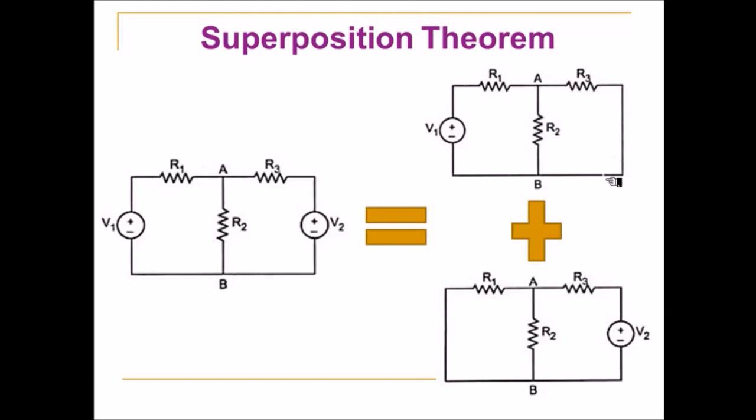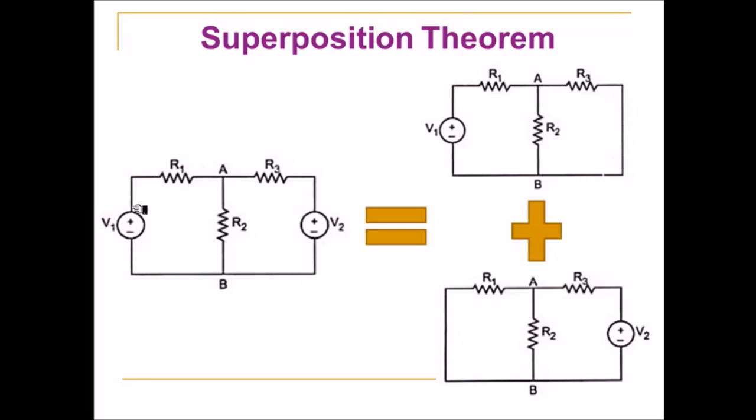Consider the circuits shown in the figure. So we have a single circuit on the left hand side and two circuits on the right hand side. As per the statement of superposition theorem, in simple words, we can say the analysis of the circuit on the left hand side is equal to the analysis of the circuits on the right hand side. So let's go into detail and understand what we are doing on the left hand side and right hand side.